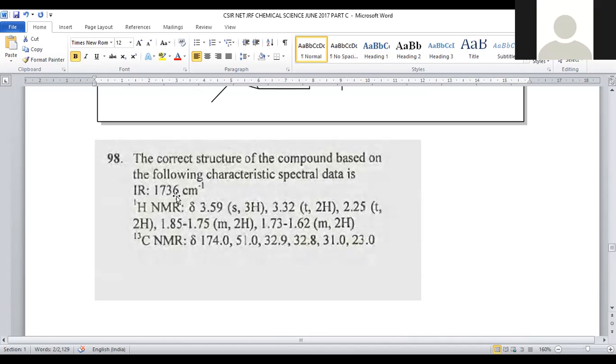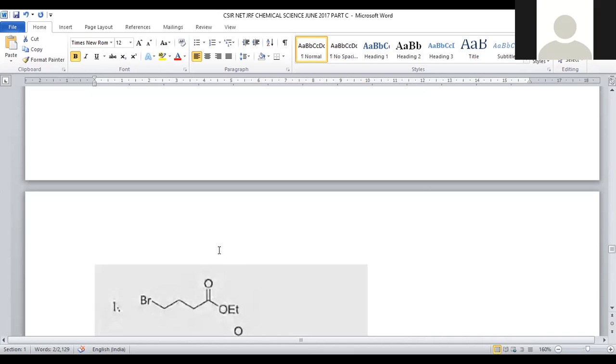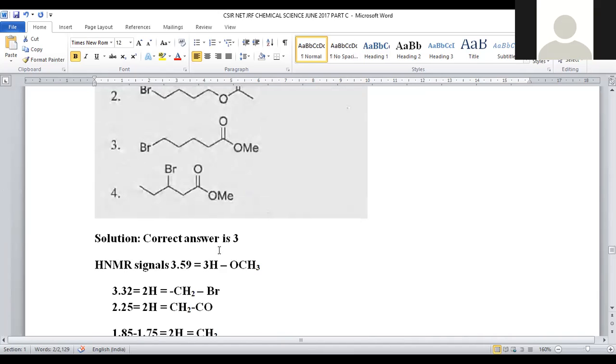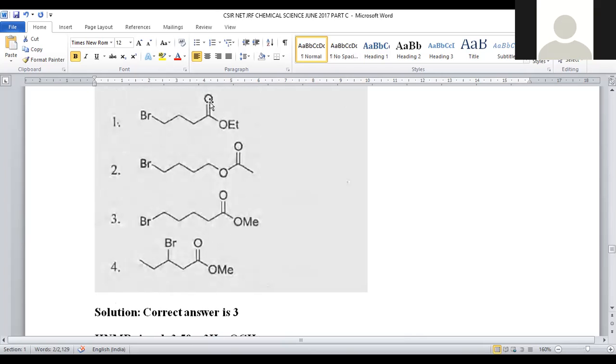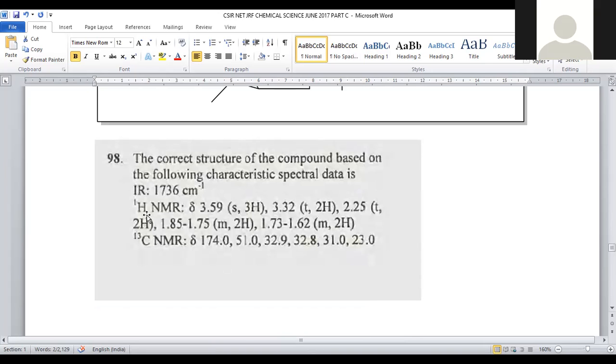IR is 1736. 1736 corresponds to the carbonyl group. In all four compounds, it is given as C double bond O, O, C double bond O, O, C double bond O, O, C double bond O. That means it is an ester functional group. This depicts the ester functional group. Proton NMR data is given: 3.59, singlet, 3 hydrogens. 3.59 is the characteristic peak for the methoxy functional group.